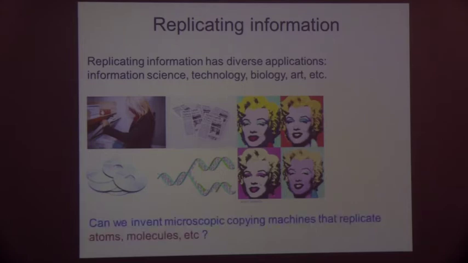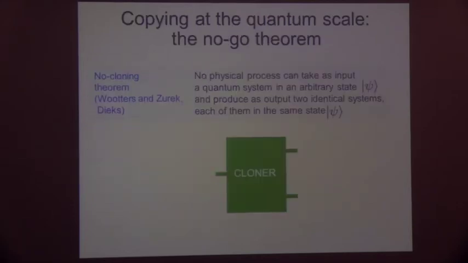Copy machines, machines that can make copies, have been around for many, many years. And a question people ask very early on is, is it possible to invent a microscopic copying machine that can replicate atoms and molecules in a precise manner? Unfortunately, there is the no-cloning theorem, and it says that copying at a quantum scale is not possible.